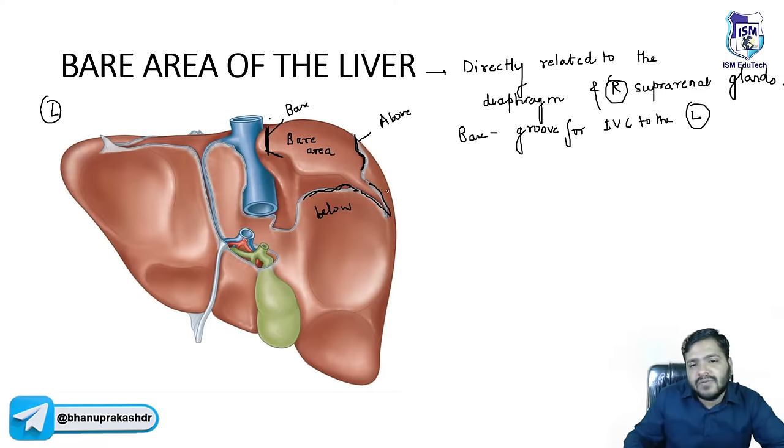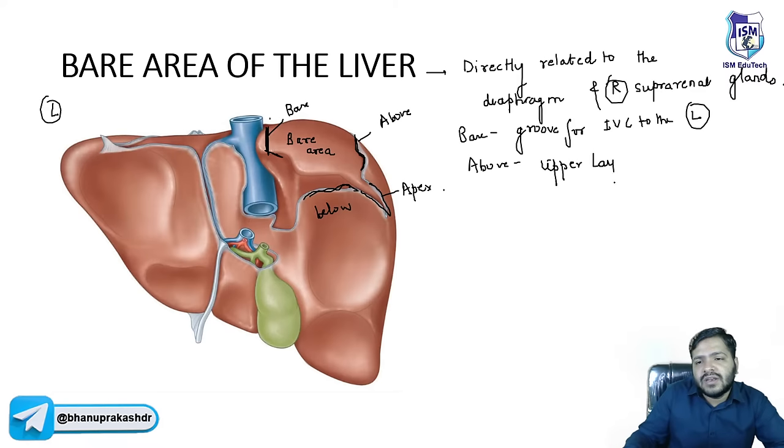And this is something which is referred to as the apex. Okay, so we have the bare area. Remember, above it we have the upper layer of the coronary ligament.